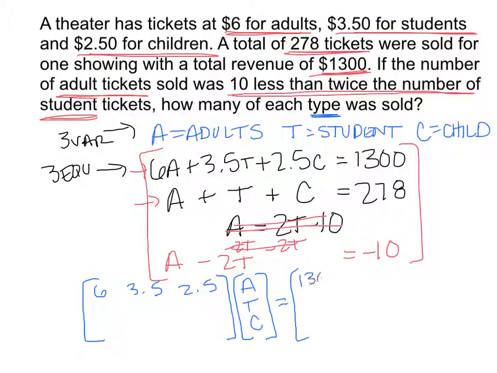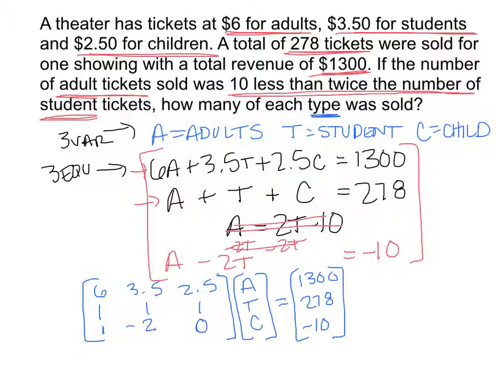This was 1,300. Now for the second equation, we had 1, 1, and 1 as our coefficients, and that equaled 278. Now for our third equation, we had 1 adult, negative 2 students, and no children. So you need to make sure you fill in that entry in your matrix. You need to put a 0 there. And it equaled negative 10.